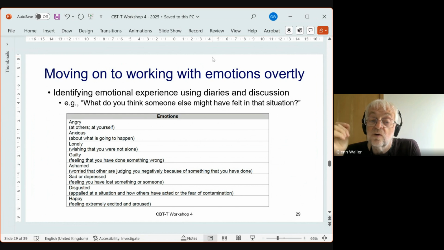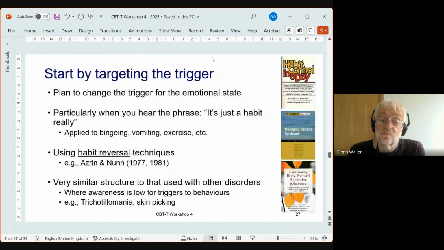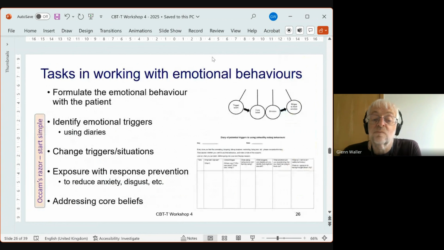So I want the patient to understand what those emotions might be. And we'll keep a diary to try to get them to identify. And if they can't identify, we go back to the original diary and start to help them fill in the holes. So what emotions might you have been experiencing? I don't know, I wasn't feeling anything. So now we can say, so what do you think somebody else would have been feeling in that situation? Let's say it's your sister.